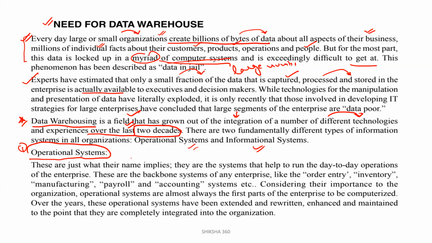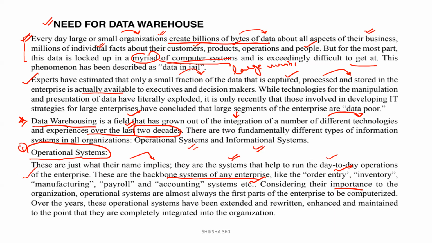These are just what their name implies: operational. These are the systems that help to run the day-to-day operations of the enterprise. These are the backbone systems of any enterprise, like order entry, inventory, manufacturing, payroll, and accounting systems. Considering their importance to the organization, operational systems are almost always the first part of the enterprise to be computerized.